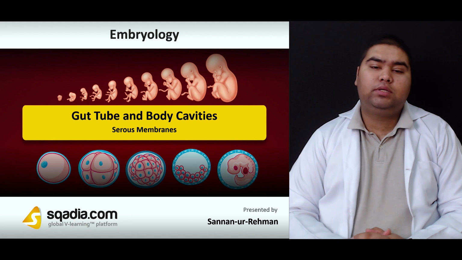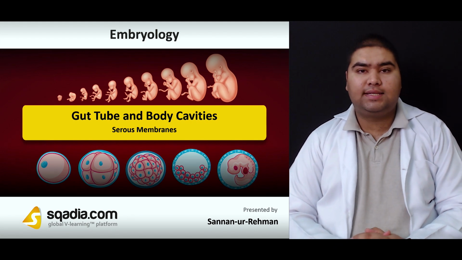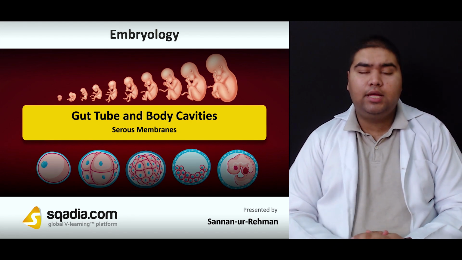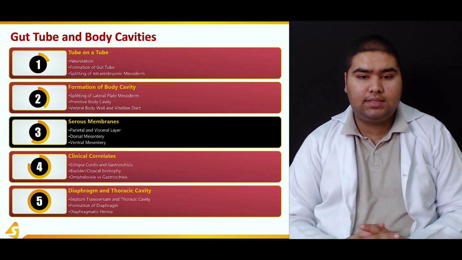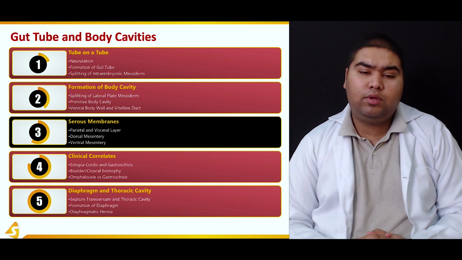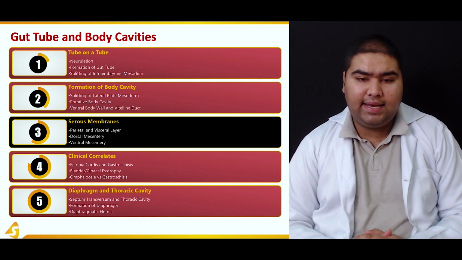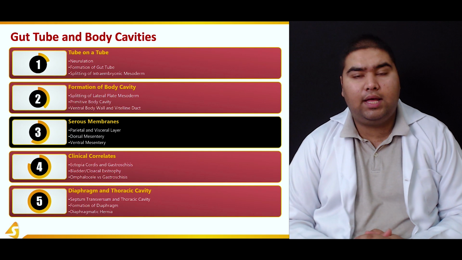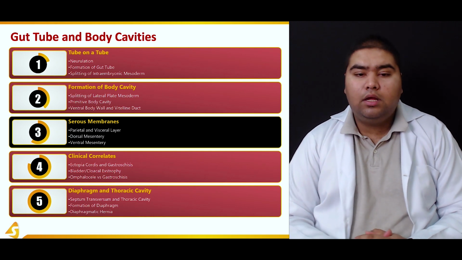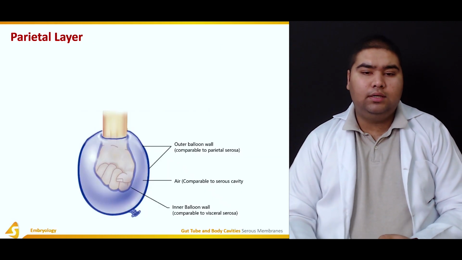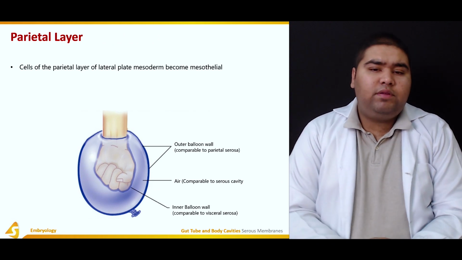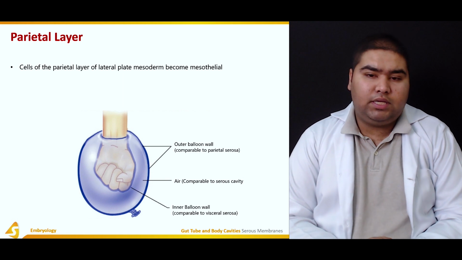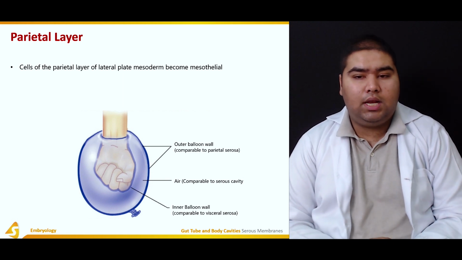We're talking about the gut tube and the body cavities. This is the third section in which we'll talk about the serous membranes. The serous membranes include the parietal and visceral layers, the dorsal mesentery and the ventral mesentery. So let's start with the parietal layer. Cells of the parietal layer of the lateral plate mesoderm become mesothelial.